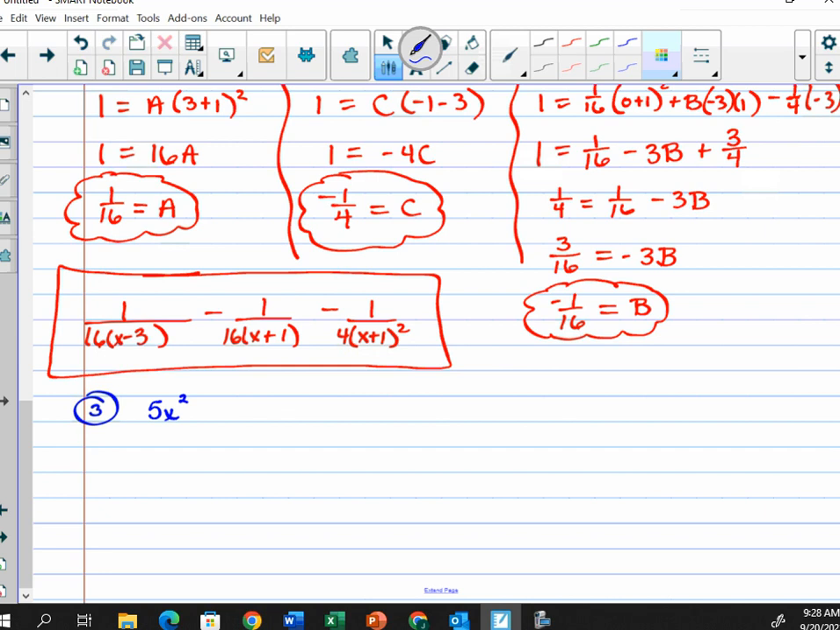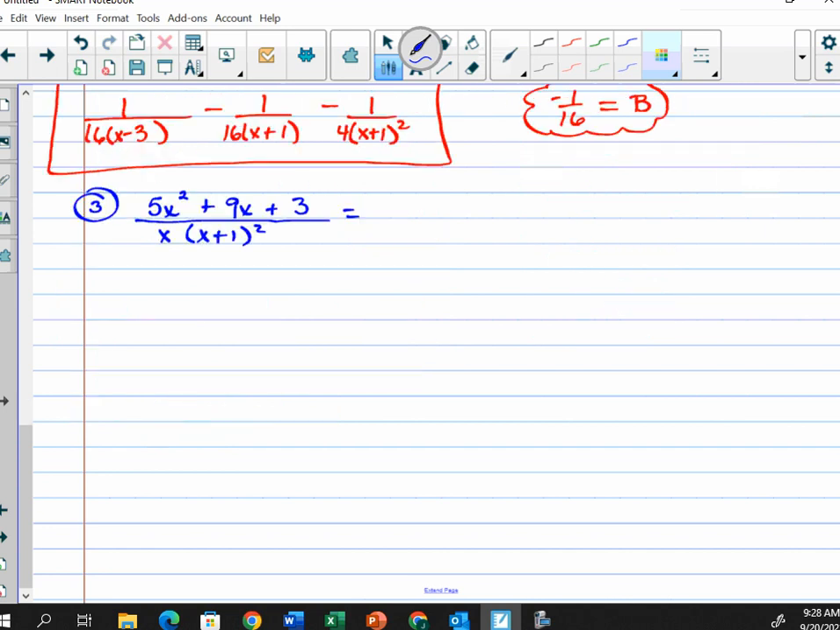All right, 5x squared plus 9x plus 3. Our numerator is not just 1 this time, guys. I know. Over x times x plus 1 quantity squared. There you go. Try this one, guys. You can do it.